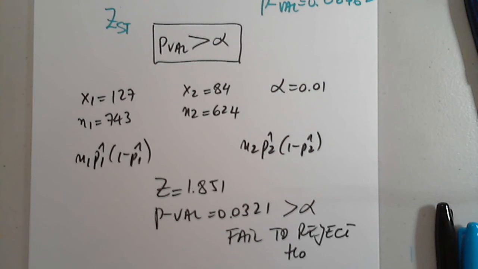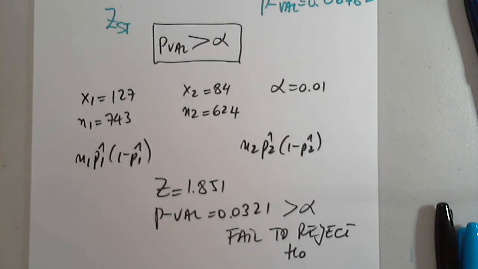Greater than the absolute value of the one observed in about, we multiply this number by 1,000, in about 32 of 1,000 repetitions of this experiment. So let me explain this again.